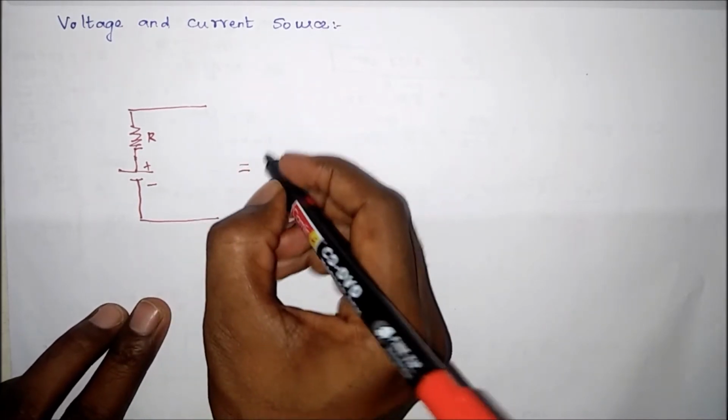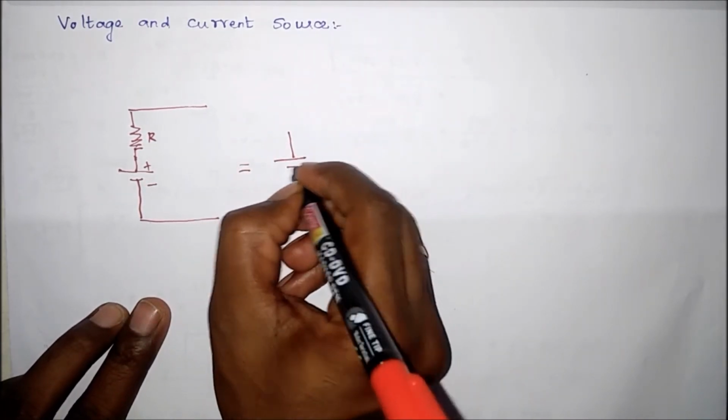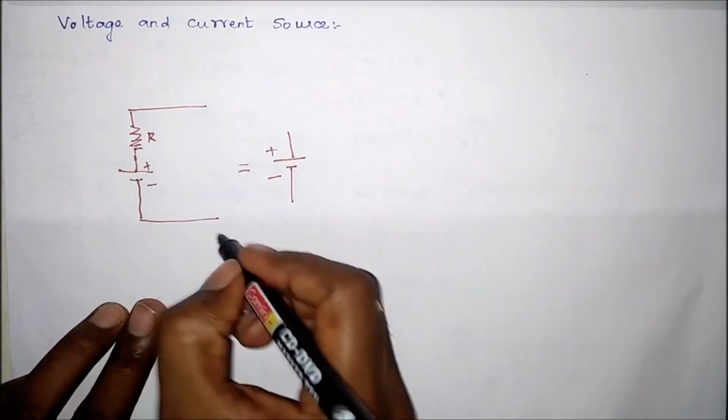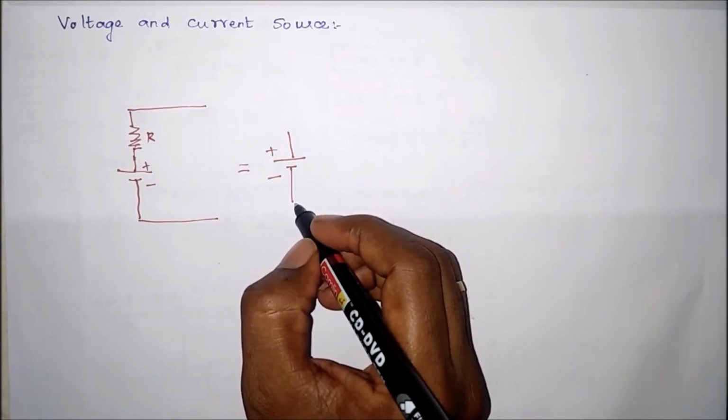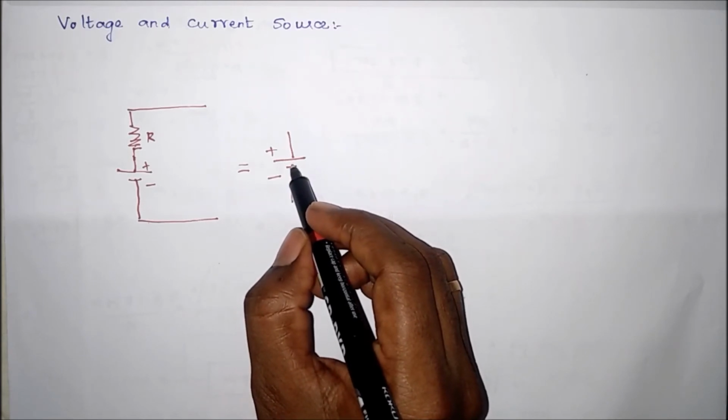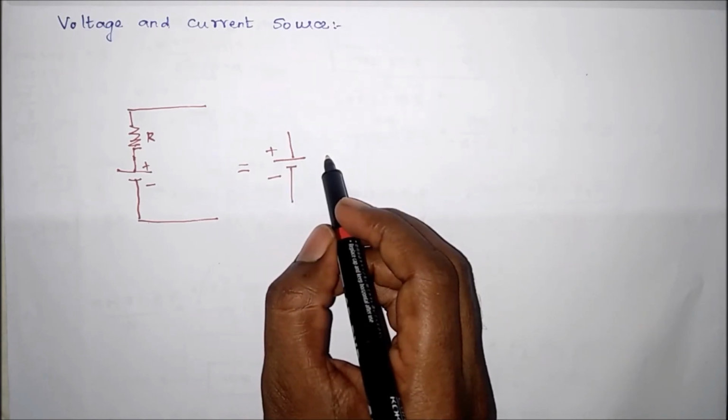Suppose if it is an ideal voltage source, it means series resistance is 0. So this is an ideal voltage source. This is a practical voltage source. According to the definition, the voltage delivered by the source is always constant irrespective of the load.